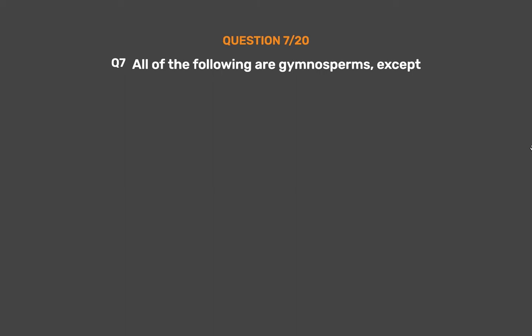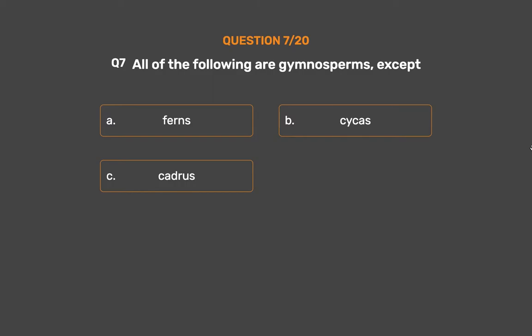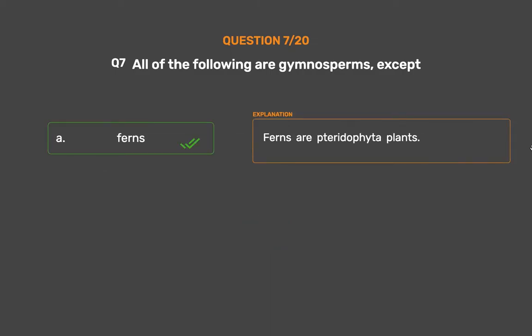Question number 7. All of the following are gymnosperms, except Option A. Ferns. Option B. Cycas. Option C. Cedrus. Option D. Thuja. The correct answer is Option A. Ferns. Ferns are pteridophyta plants.